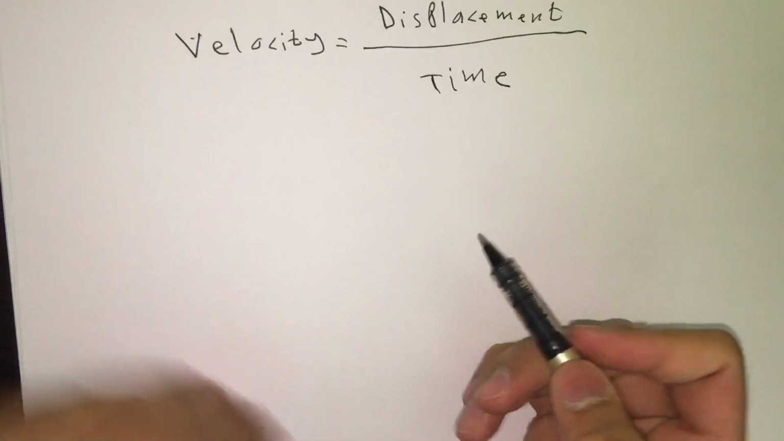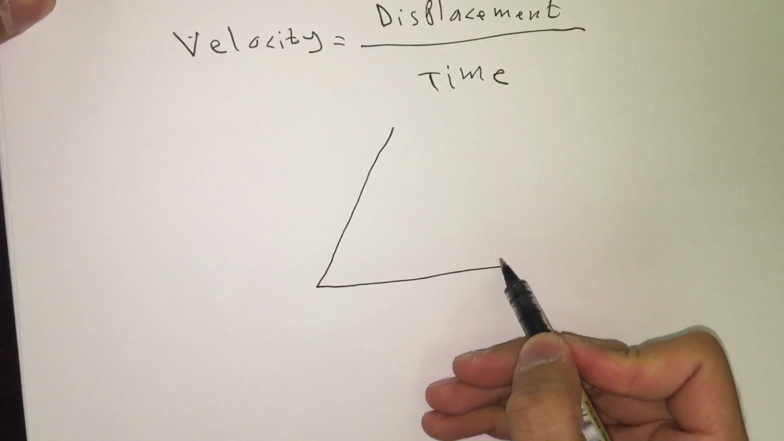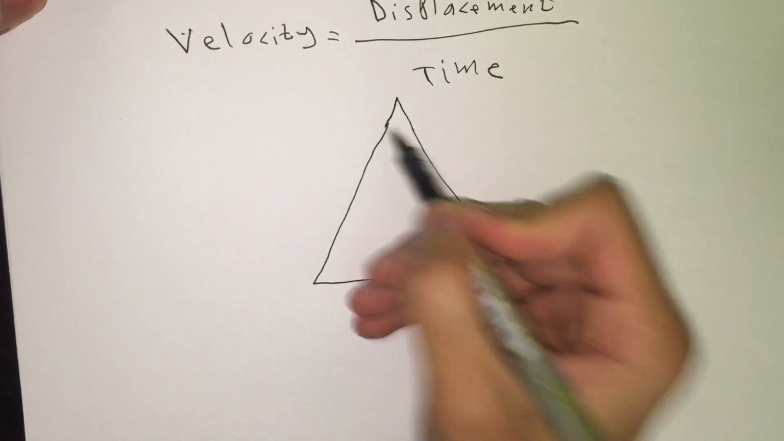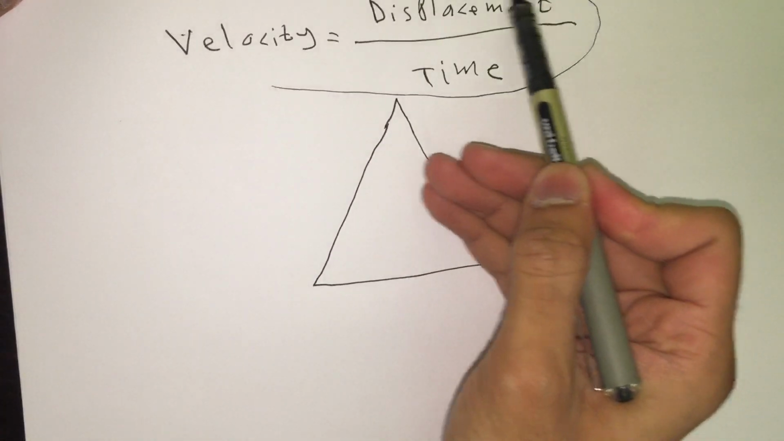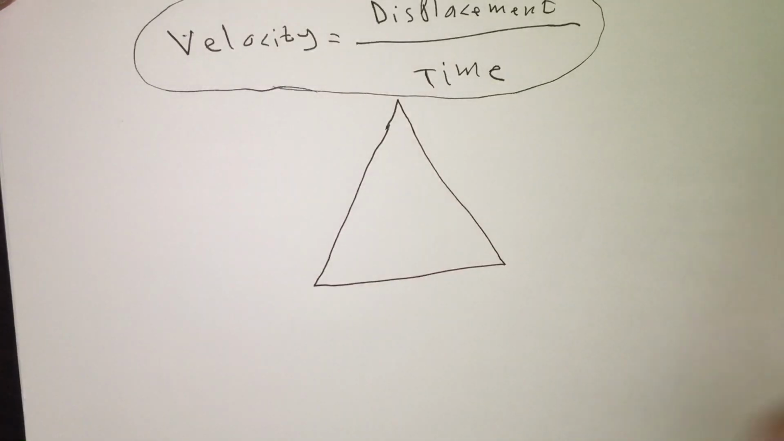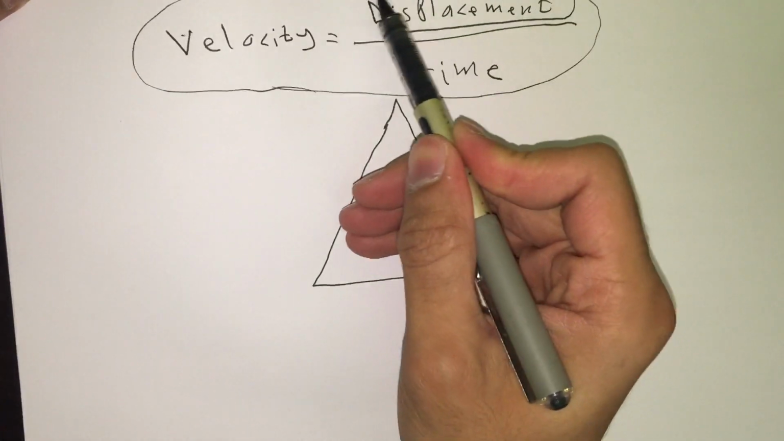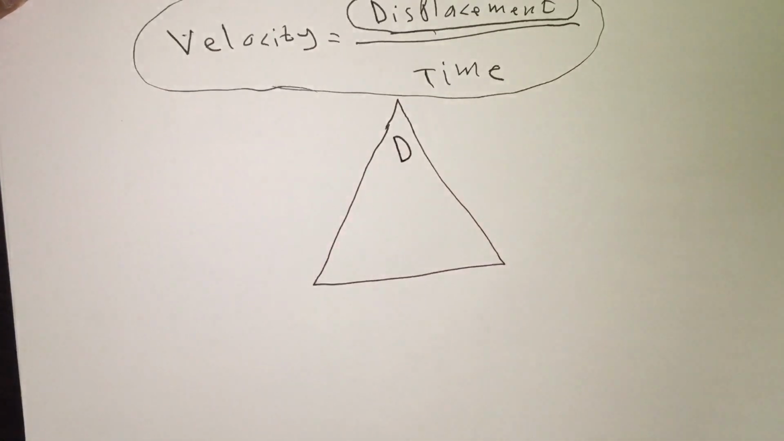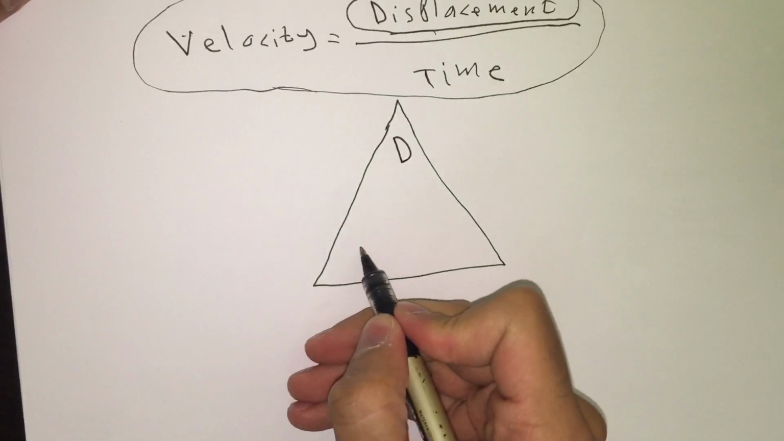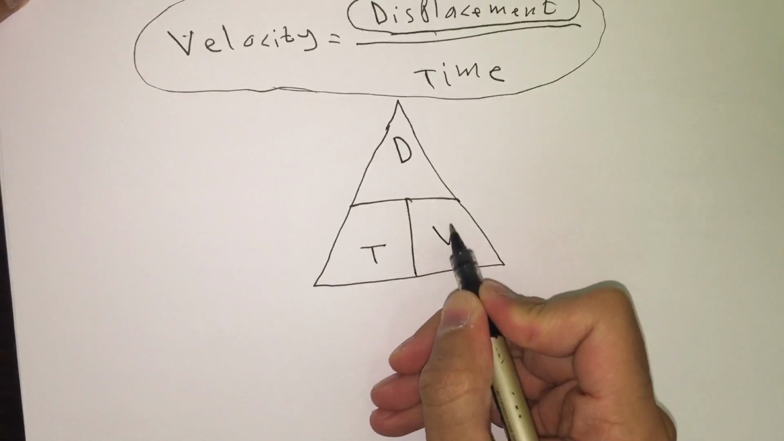So if we want to draw a triangle for this equation, which goes on top and which goes at the bottom? Since we got the equation this way, we can tell that we have a fraction bar. We have a fraction, and we always take what is on top of the fraction bar, which is displacement in this case. So displacement will go on top of our triangle. The time and velocity will go at the bottom.